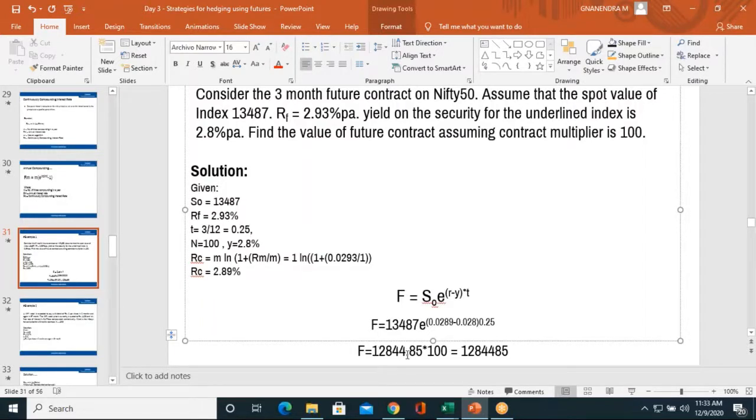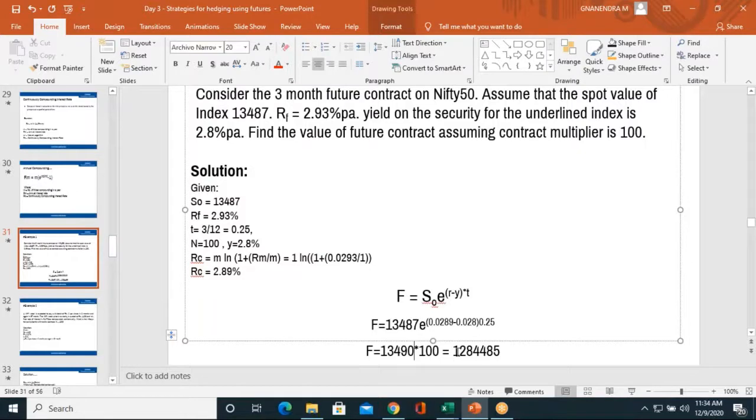If I calculate that, 13,487, this is the calculated value, right? So it is 0.0289 minus 0.028 into 0.25, shift E, answer is equal to, into 13,487. So it is 13,490. See, 13,490 into 100.